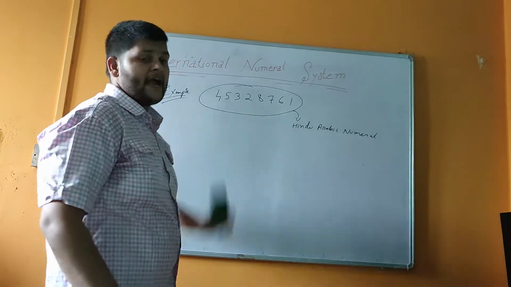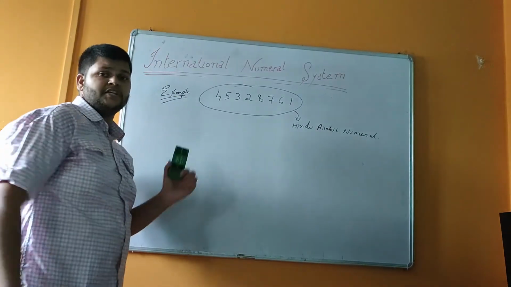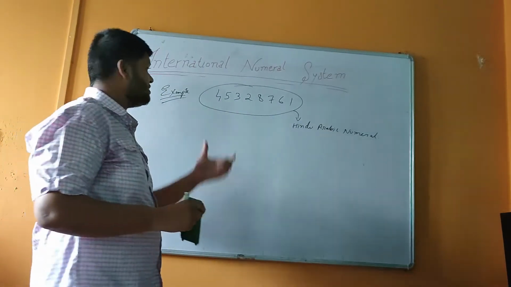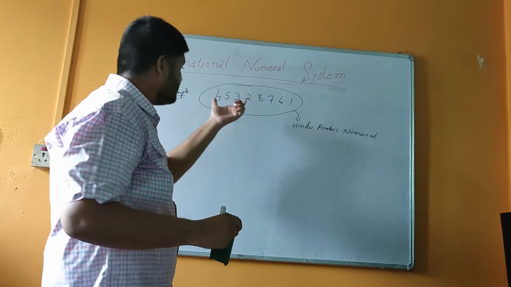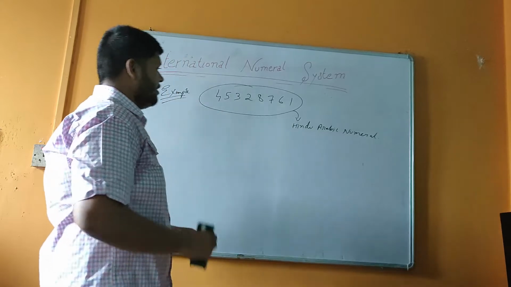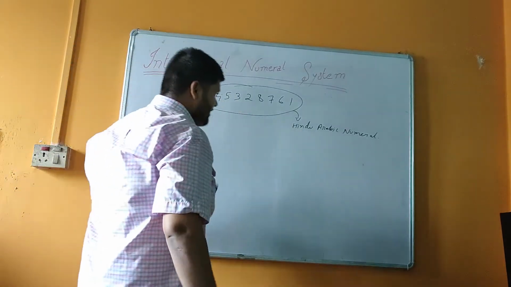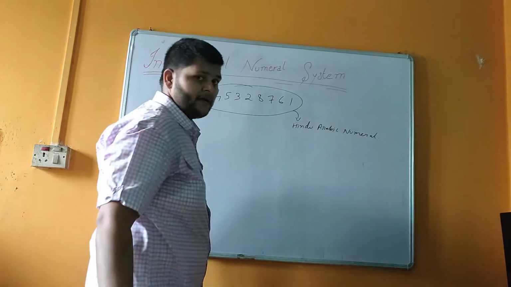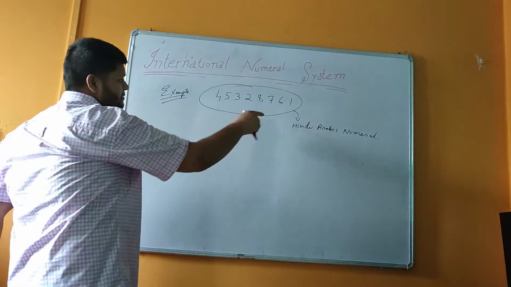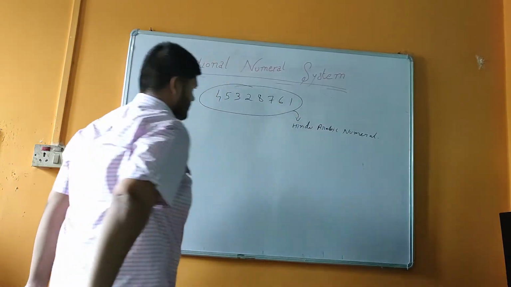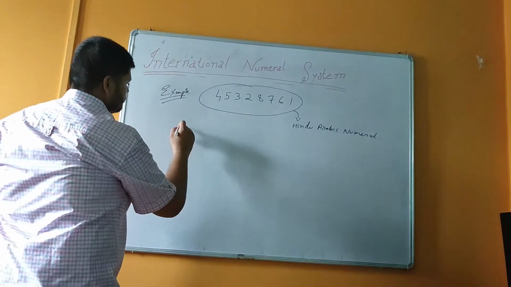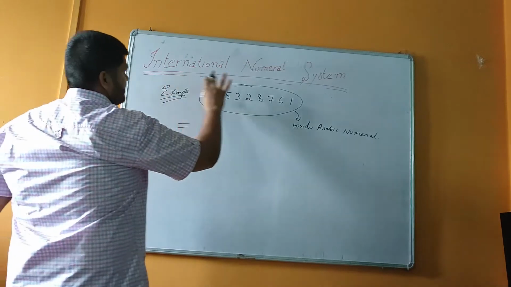Why is it called Hindu-Arabic numeral? It is just because of history. This number was originally established in India, but when the Arabs came to India, they picked up this number and spread it to the European countries. By that time, this number was given the name Hindu-Arabic numerals. Okay? So these Hindu-Arabic numerals, first of all, we have to convert into the international numeral system.